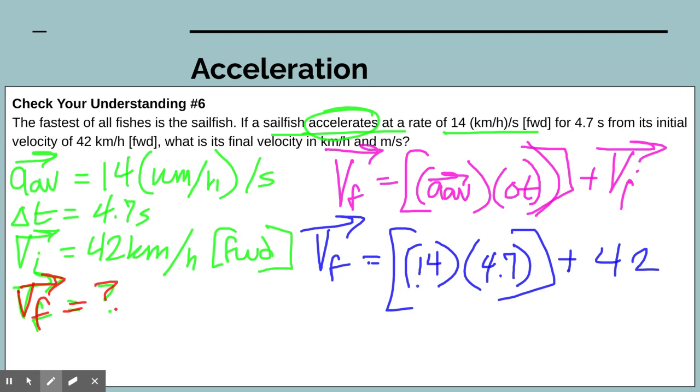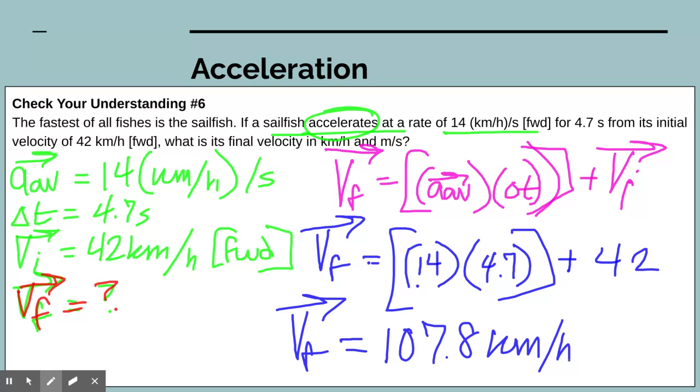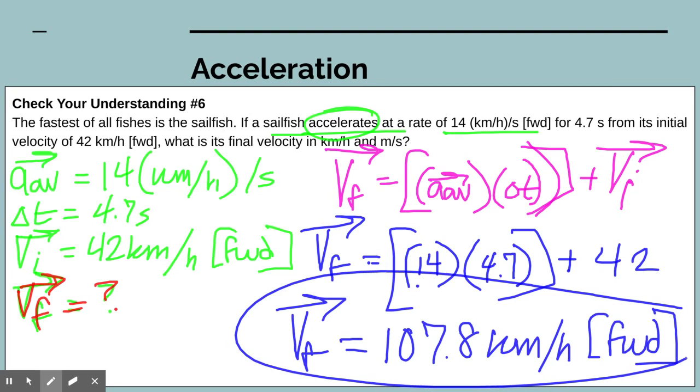We're all moving forward because we're trying to figure out what this final velocity is. So what we should get once we plug all this in the proper order, our final velocity in kilometers per hour, should be 107.8 kilometers per hour in the forward direction. And then we have our answer.